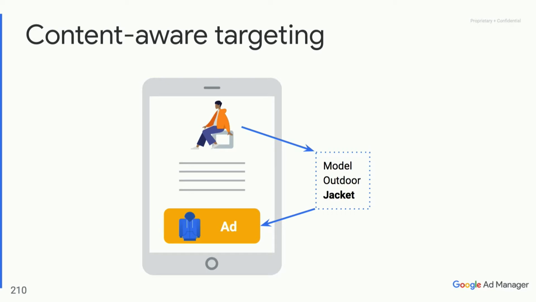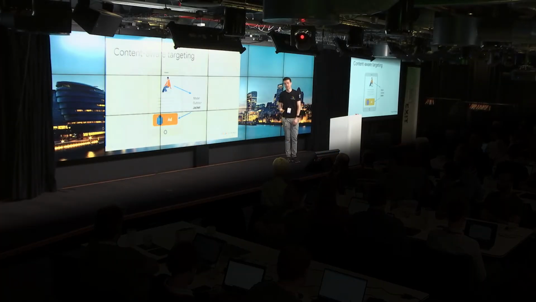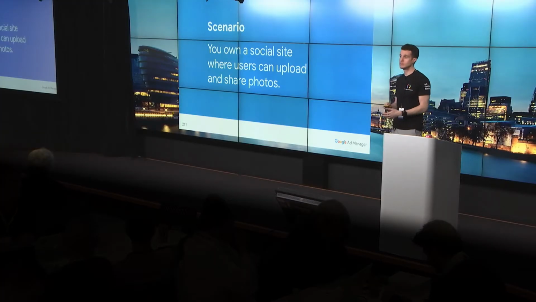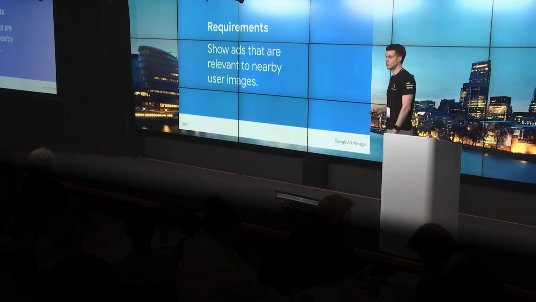So the last thing that I'd like to look at today is content-aware targeting. So this is actually going to look at content around where you have an ad slot and make it relevant to the content. So the scenario here is that you say you own a social site where users can upload and share photos. This example will be looking at images, but you can generalize it to other types of content as well. And our requirement is we want to show ads that are relevant to nearby user images.